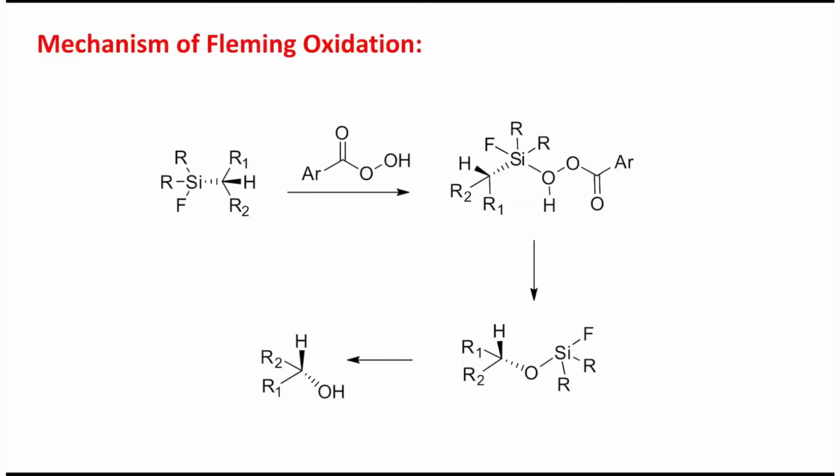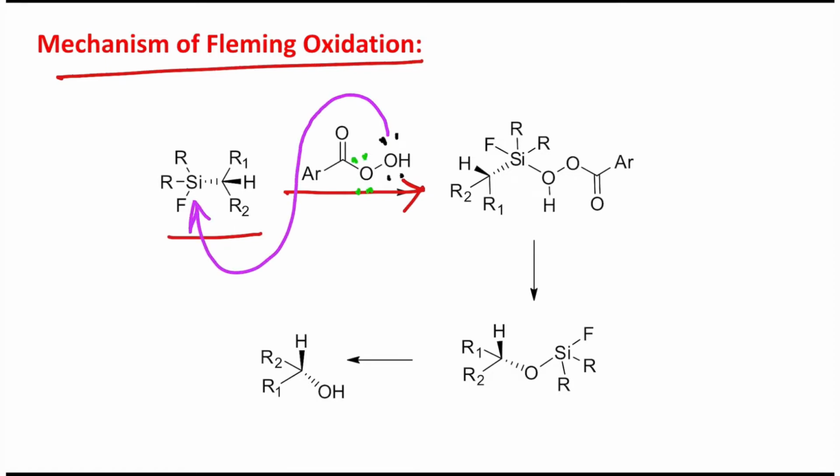Okay, so based on this understanding, a very easy way we can propose the mechanism for Fleming oxidation. This silane derivative gets oxidized with peracid. So what happens? The lone pair of the peracid, similar to what I told you some time back, the alpha effect, lone pair repulsion, makes them better nucleophiles. So what it will do? It will attack the central silicon atom, because silicon can expand its coordination number. So fine, the first attack happens.